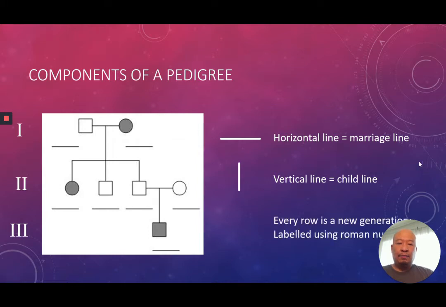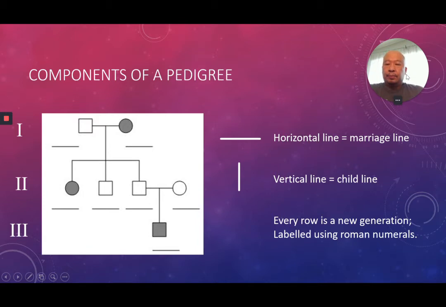So every row is a new generation, and we do our best to try and keep people who are in the same generation in the same row. Now again, sometimes with larger families, that's going to be hard to do, especially if there's a lot of marriage lines in between. But I'll get to how to draw out a pedigree a little bit later.